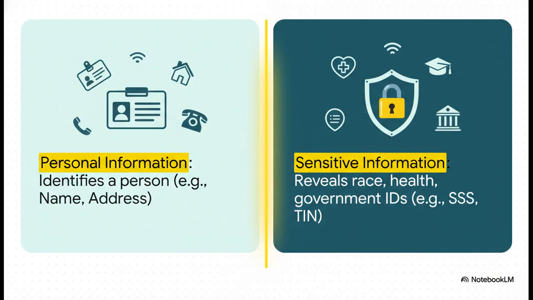On the left, you've got your basic personal info. It identifies you. But on the right, that's the really private stuff. We're talking about someone's race, their private health conditions, their educational background, and all those government ID numbers like SSS, TIN, PhilHealth. Let me be really clear. Mishandling anything on the right side of this slide carries much, much heavier penalties.